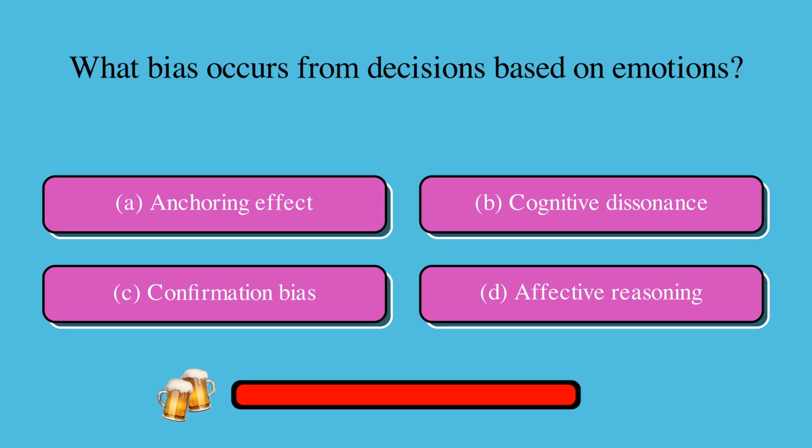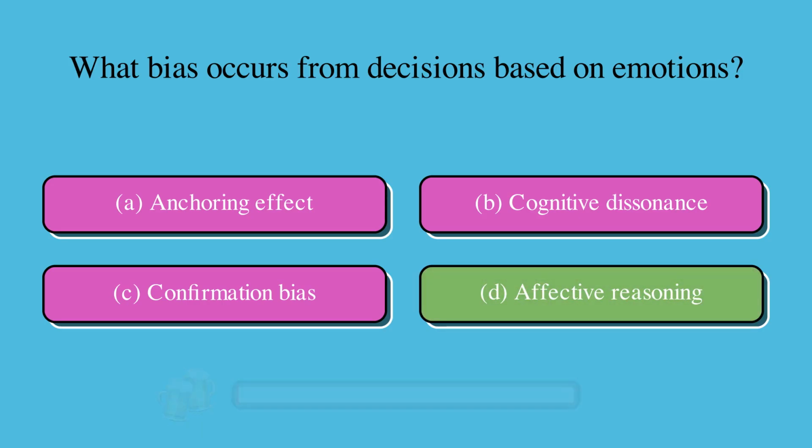What bias occurs from decisions based on emotions? Is it A, anchoring effect, B, cognitive dissonance, C, confirmation bias, or D, affective reasoning? The correct answer is D, affective reasoning.